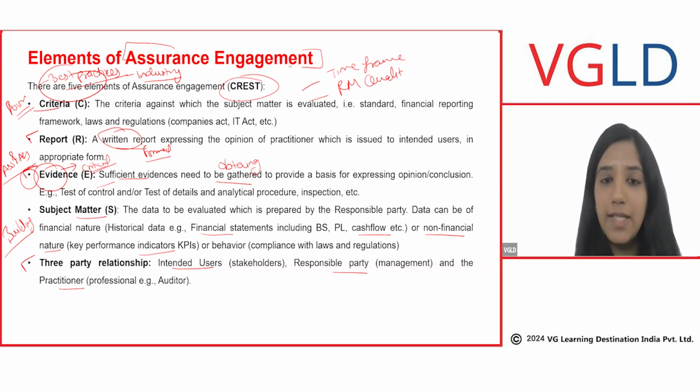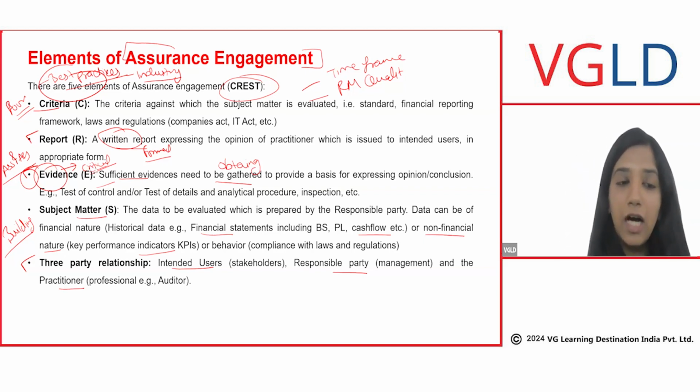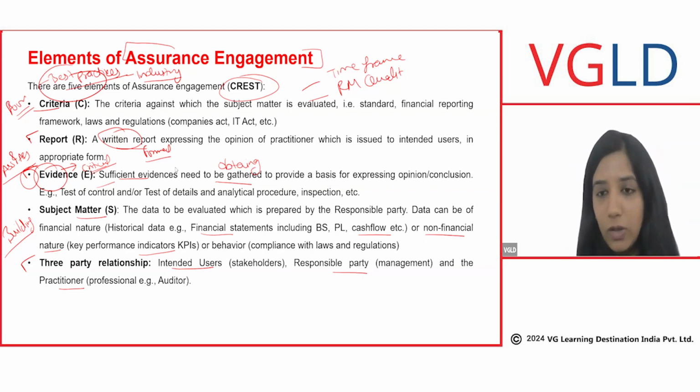Now, the acronym for it is CREST. In CREST, C stands for criteria, then there is your report, then your evidence, then the subject matter, and then there is third party relationship. I'll define each of them. Criteria. Now, when you are conducting an audit, what do you have to check, what do you need to evaluate?